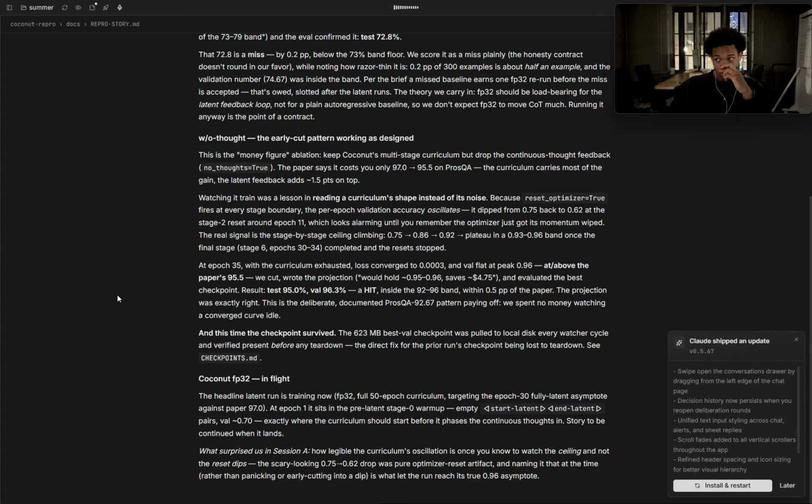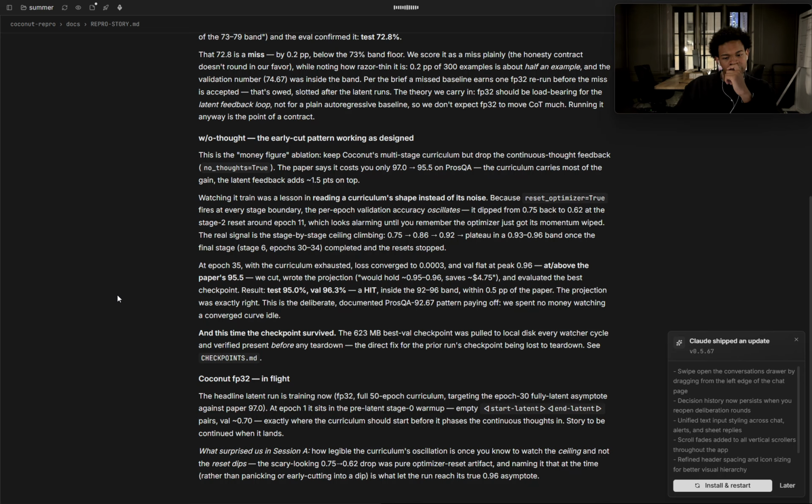Coconut FP32 in flight. The headline, latent run is training now. FP32, full 50 epoch curriculum, targeting the epoch 30 fully latent asymptote against paper 97.0. At epoch 1, it sits in the pre-latent stage 0 warm-up, empty start-latent end-latent pairs, validation around 0.70, exactly where the curriculum should start before it phases the continuous thoughts in. Story to be continued when it lands.